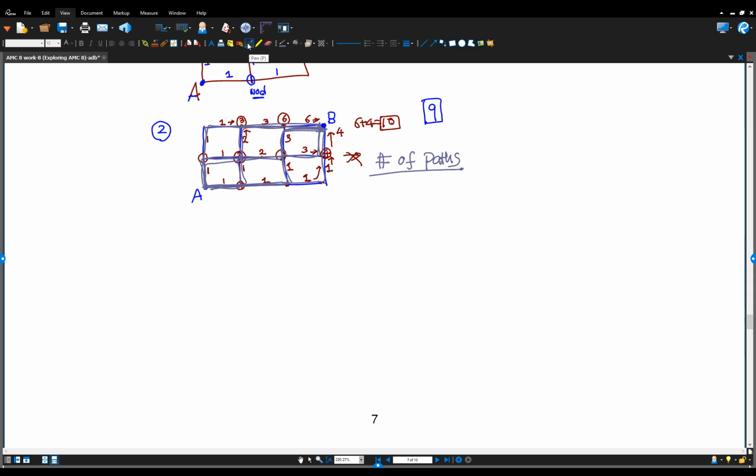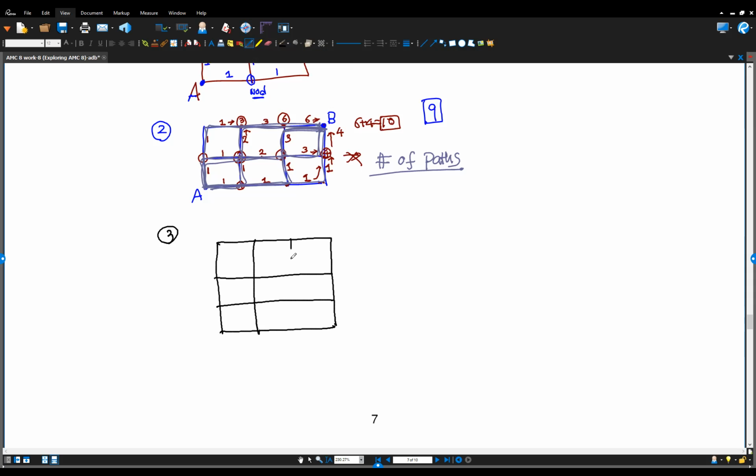Okay, I'm going to give you the next one. Now we have a 3 by 3. Up to that is enough. 3 by 3. 3 and 3. So from A to B, how many different paths? Okay, how many possible paths? Okay, find out this one. Try again one more time.